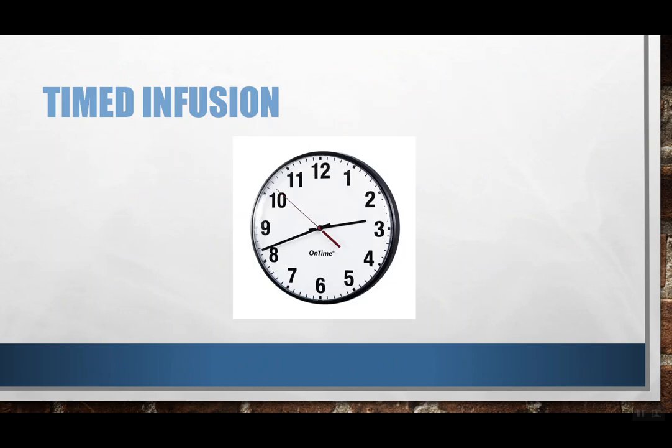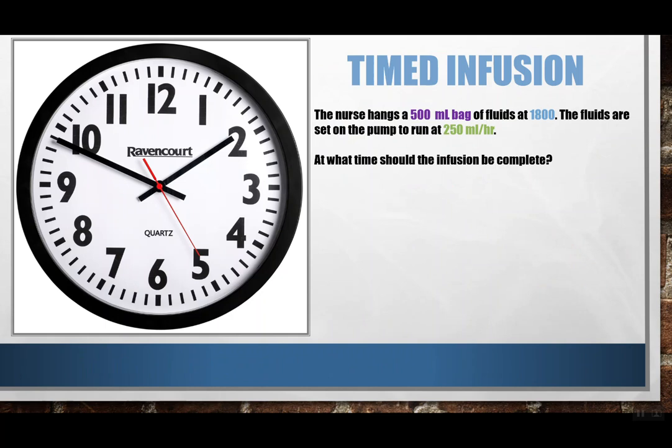Now let's do some timed infusions. So the nurse hangs 500 mils of fluid at 1800 hours. The fluids are set in a pump to run at 250 mils. At what time should the infusion be complete? So you can have equations like this where you have to know this. The reason you have to know this is because there are some fluids where once they're up, you need to be able to make sure to go back there and continue a new bag so you know when to go back in there. So what time should the infusion be complete?